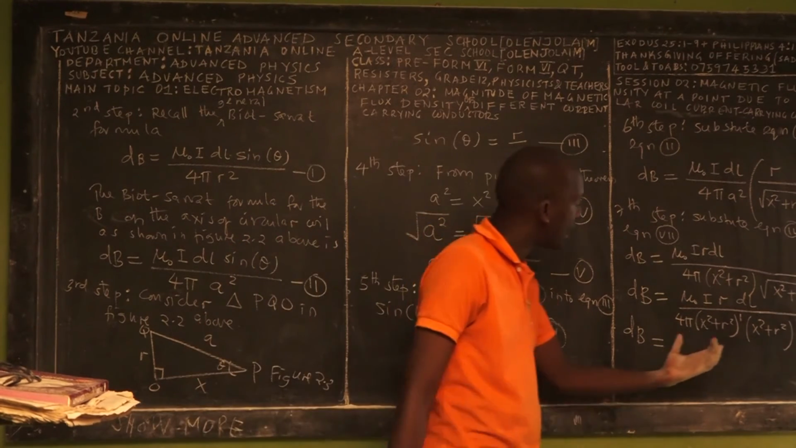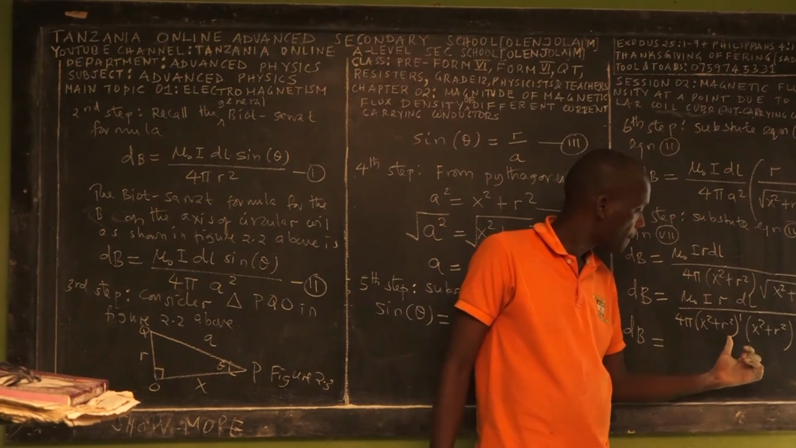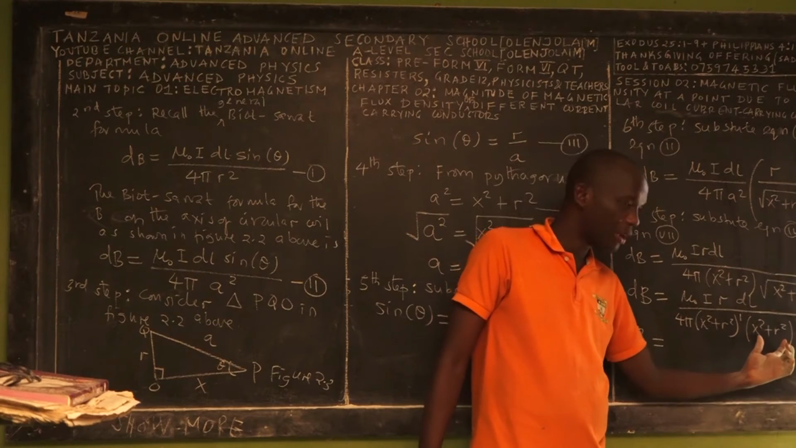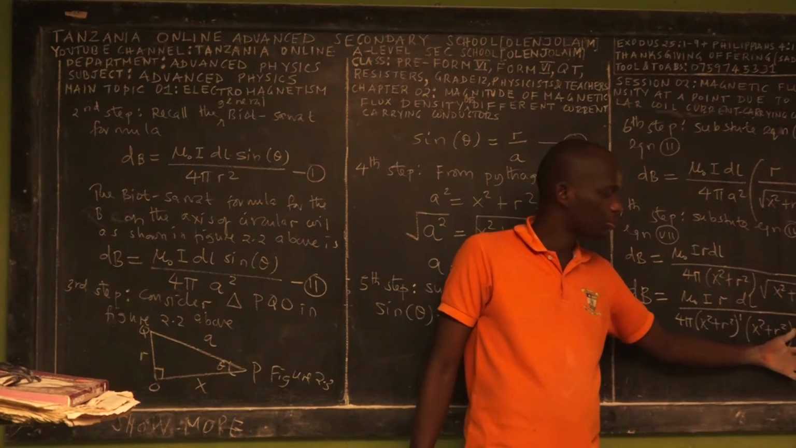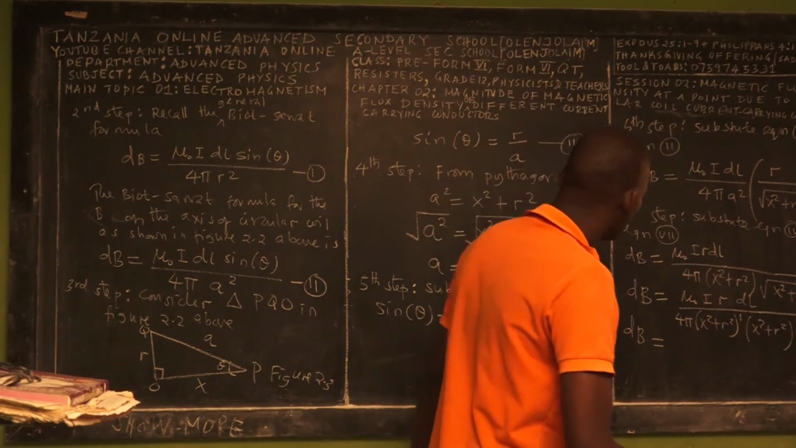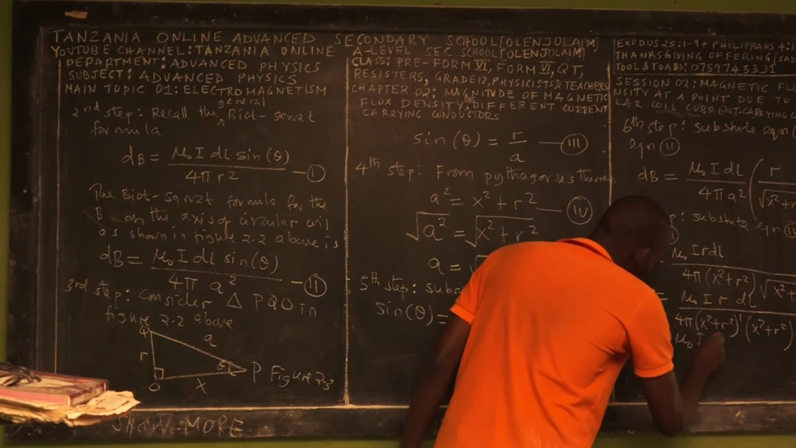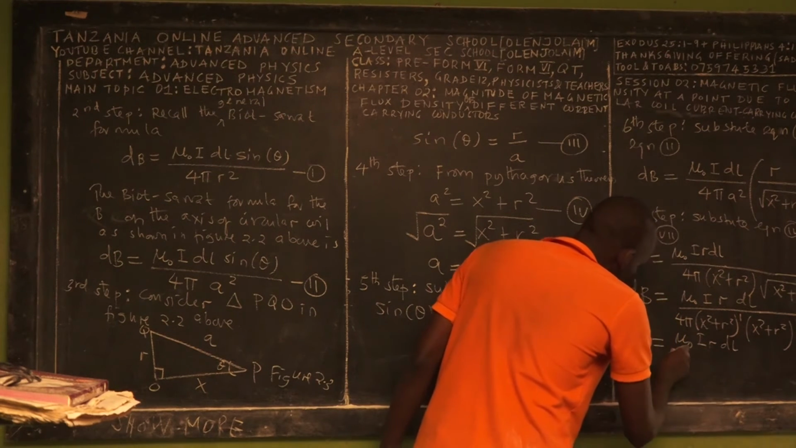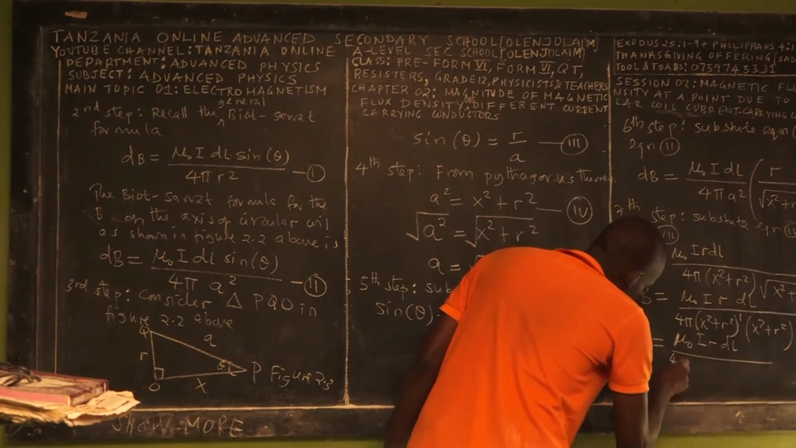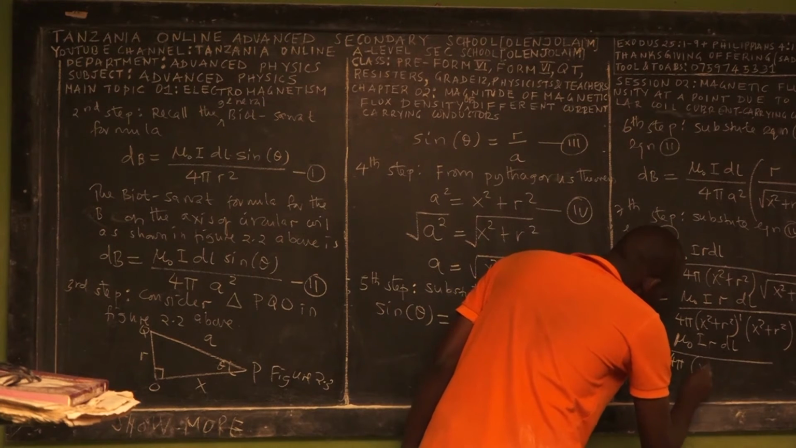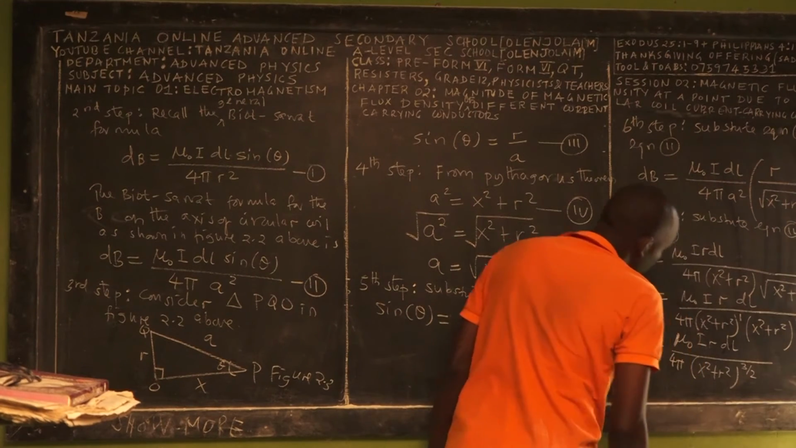So in denominator, we have what? A base of x square plus r square with exponent of 1. We have a base of x square plus r square with exponent of a half. Same base, so we add the exponents. So this is equal to permeability of the free space times electric current times radius dr. And here in denominator, we have 4 pi. Here we have x square plus r square power 3 over 2.